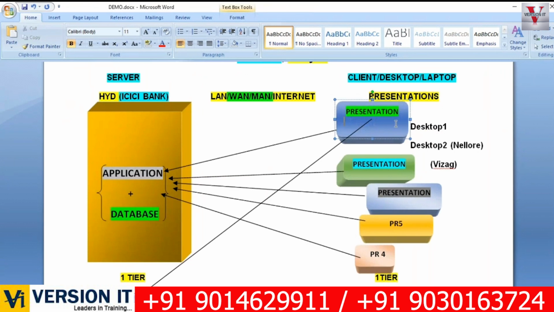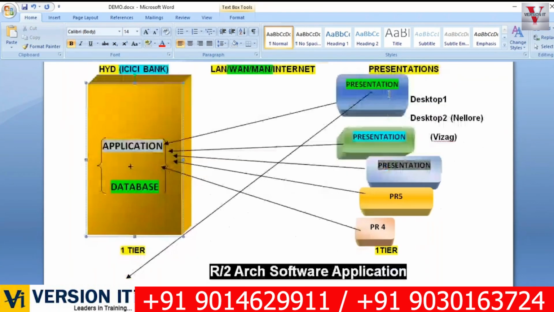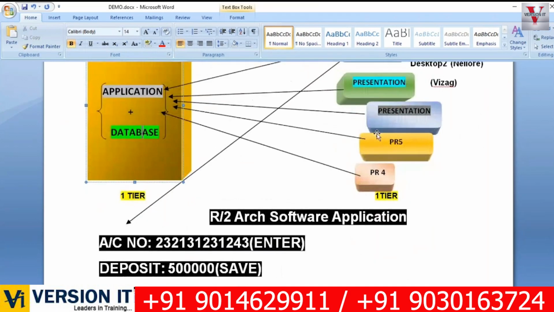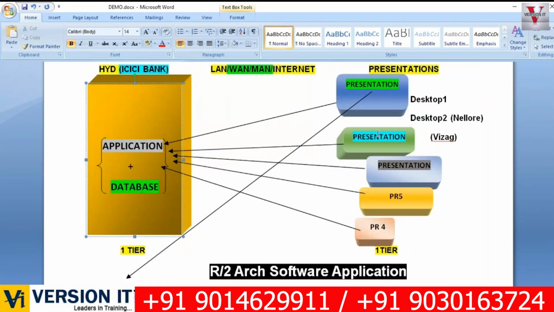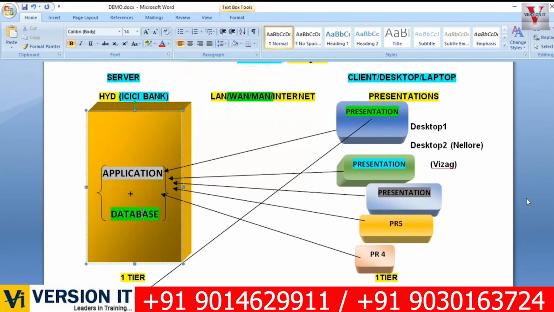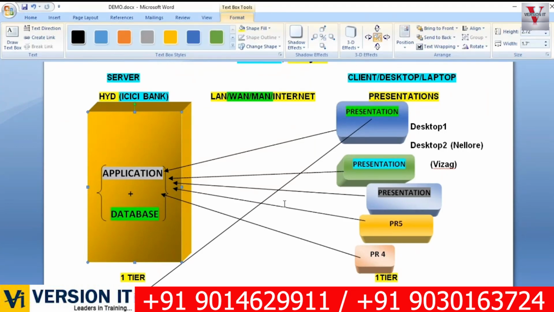When she hits save, where would the command go again? Application. The application has to process it and save the information in your database. Before you leave that cash counter, you will be having a mobile message. Yes or no, guys? This is how the bank businesses are running today. Everyone knows it, right? So this is how the bank business runs.